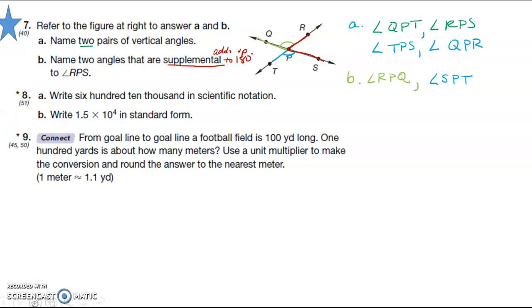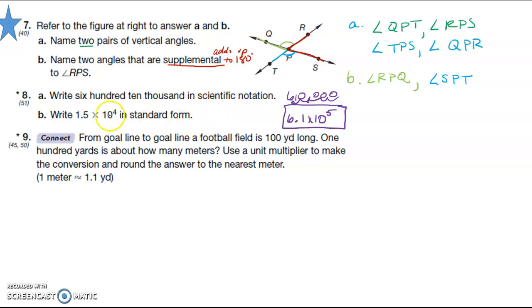Number 8. Write 610,000 in scientific notation. So 610,000 looks like this. I'm going to put my decimal point right behind the first non-zero number, times 10 to the 1, 2, 3, 4, 5. And that's my answer for A.